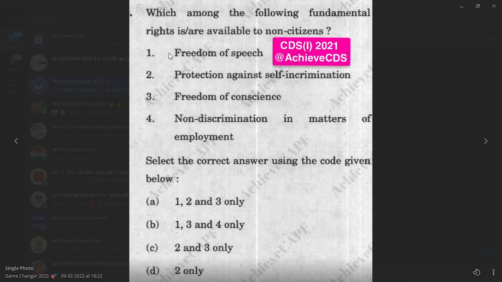Which one of the following fundamental rights are available to non-citizens? Freedom of speech, protection against self-incrimination, freedom of conscience, non-discrimination in matters of employment.